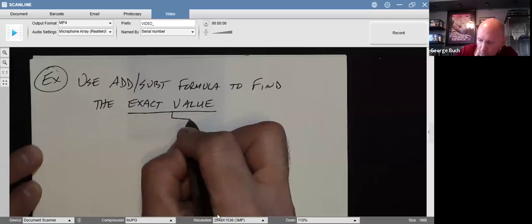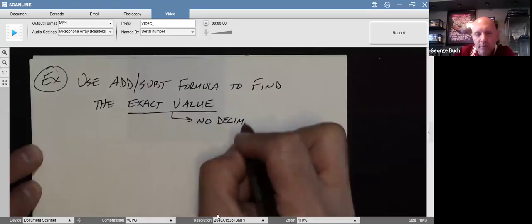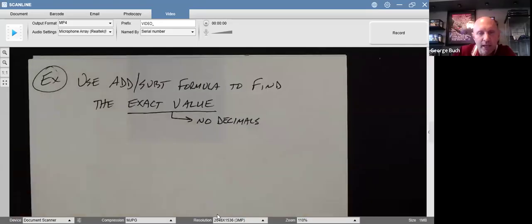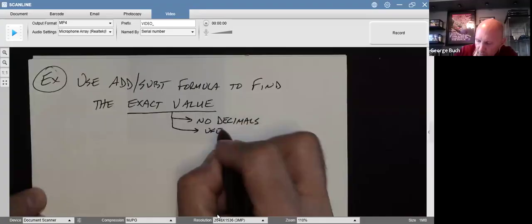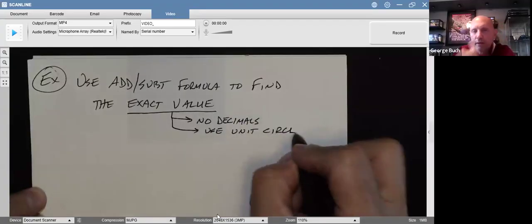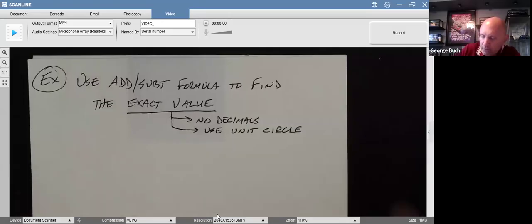First of all, no decimals. So you should not be using your calculator to figure these out. Obviously, if I wanted sine of 75, I could put that on my calculator and get the answer. That's not what we want here. We want to apply the sum and difference formulas. So no decimals, which means how can you solve these? You're going to have to use the unit circle. If at some point during the problem you're not using your unit circle, you're not doing them correctly. So let's look at the first one.